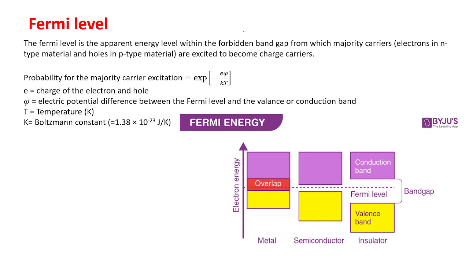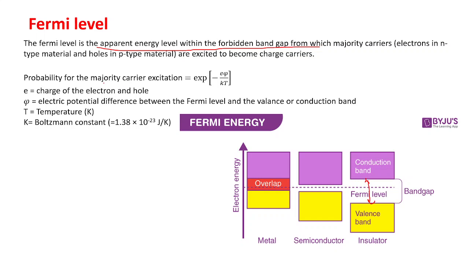The Fermi level is nothing but an apparent energy level within the forbidden energy gap. The forbidden energy gap, as we discussed, is the gap between the conduction and the valence band, and the Fermi level is just an apparent energy level, which relates to the majority carriers: electrons in n-type materials and holes in p-type materials. That's the basic theorem. And this all defines that electrons and holes both are excited to become the charge carriers.